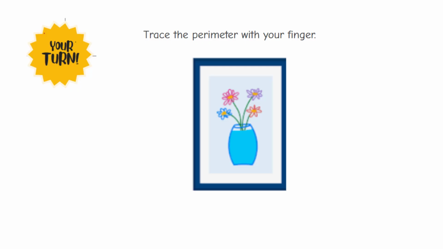This is a picture you hang on the wall, and the perimeter is the outside edges. So it would be all 4 edges make up the perimeter, not just one edge, but all of it.